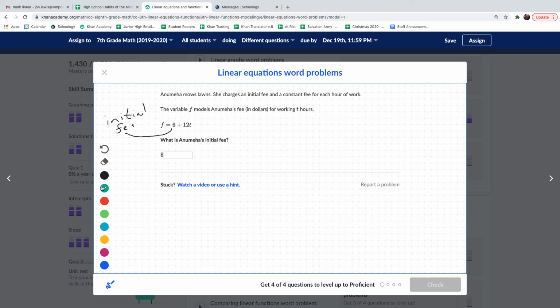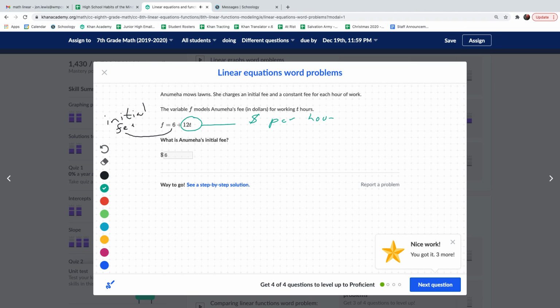And this right here is how much you will pay per hour. That's the concept that's happening right here. So what's her initial fee? Simply $6.